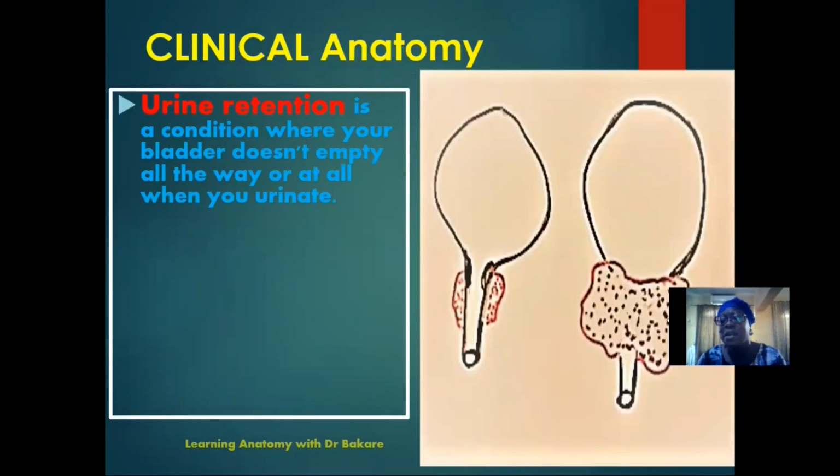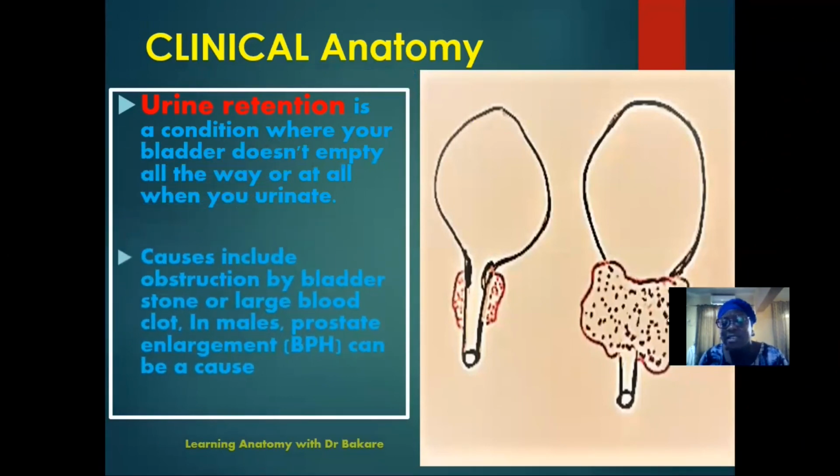The clinical anatomy I want to look into is urine retention. This is the condition whereby the urinary bladder does not completely empty the urine out to the external environment. This can occur as a result of obstruction within the lumen of the urinary bladder. This can be caused by hardening of minerals, which tends to form a stone-like structure and block the passageway of the urinary bladder. It could also be caused by large blood clots that occlude the lumen of the passageway, thereby reducing the quantity of urine that is taken out of the urinary bladder.